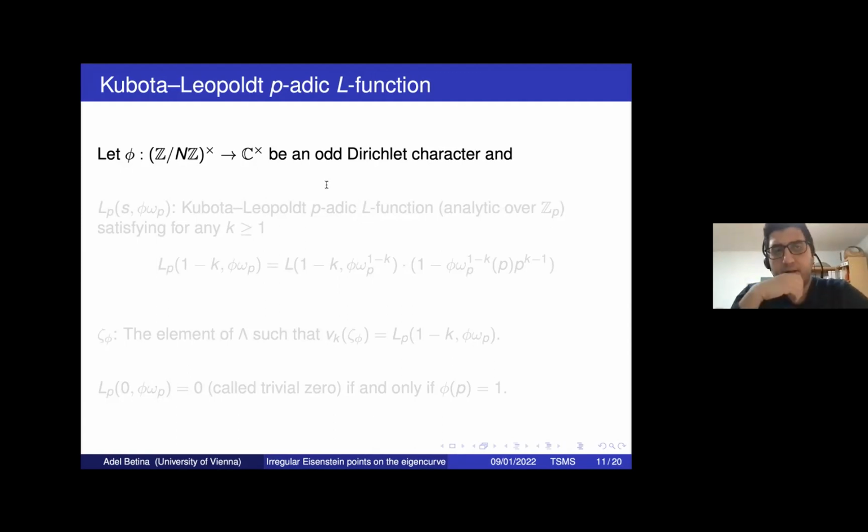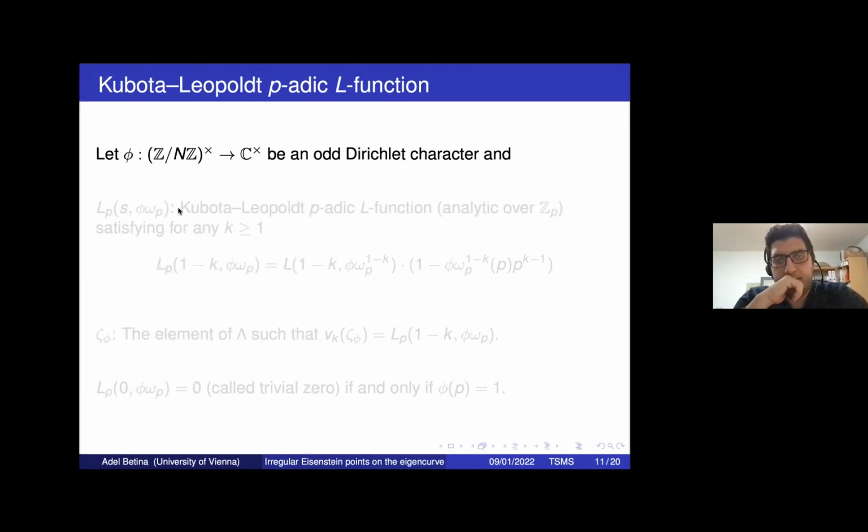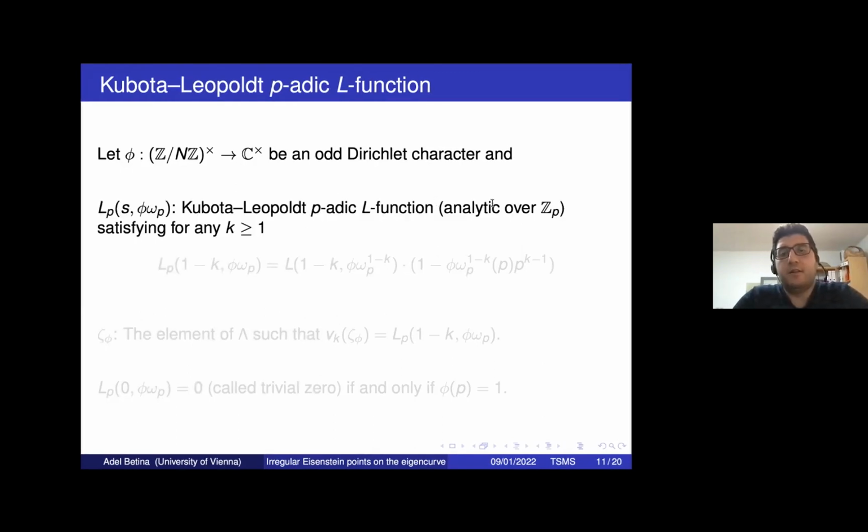The simple example is Eisenstein series. So you take a Dirichlet character, and there is a p-adic L-function, an analytic function over Z_p, satisfying the following condition. This omega_p is the Teichmüller character that I introduced at the beginning. If you evaluate it at 1 minus k, because 1 minus k lives also in Z_p, because Z_p contains Z, you get the classical L function and this Euler product with this Euler factor. So it's this L function, and you remove the Euler factor at p.